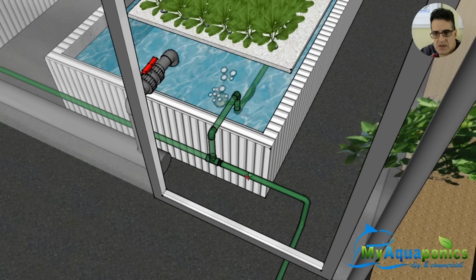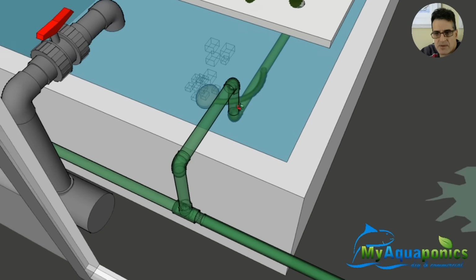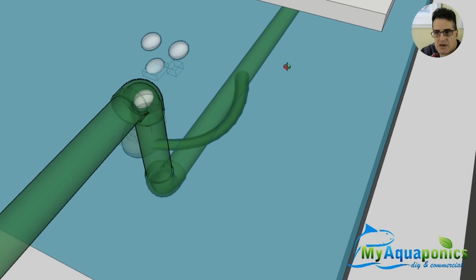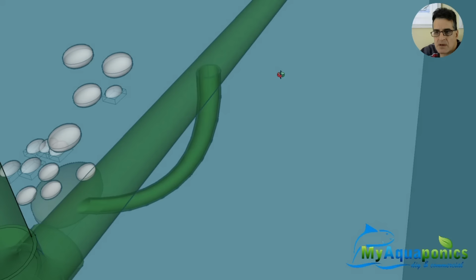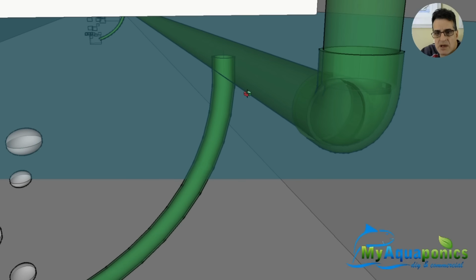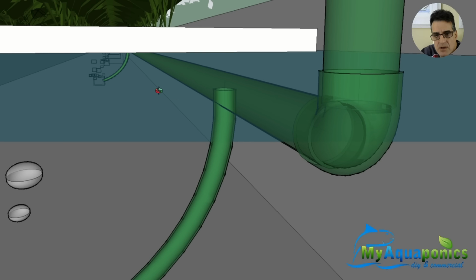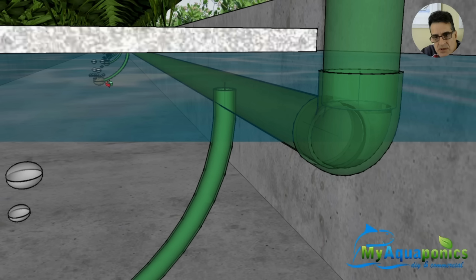You can see the air line goes in there, and if you take a dive into the water, you'll see the air line going all the way down the channel with your air stones tapped off every 1.5 meters or 1 meter. The more air stones, the better, because if you don't supply air or dissolved oxygen in a deep water culture system, then you're going to get root rot. So air is essential in deep water culture.